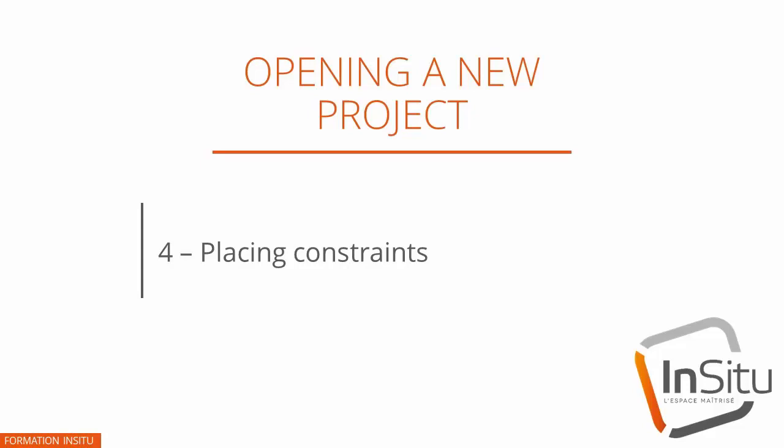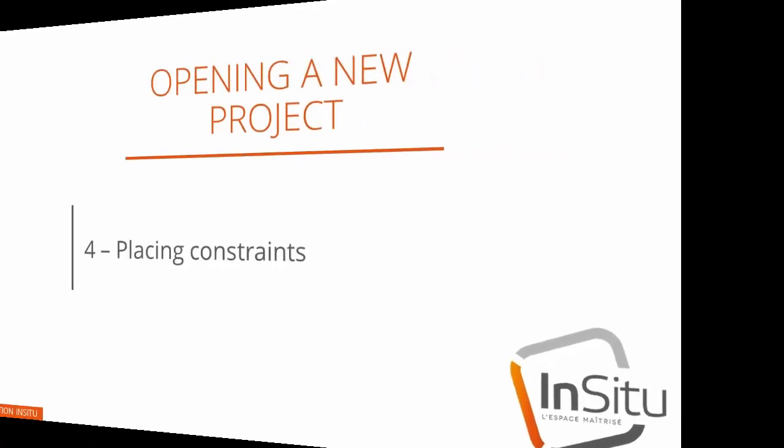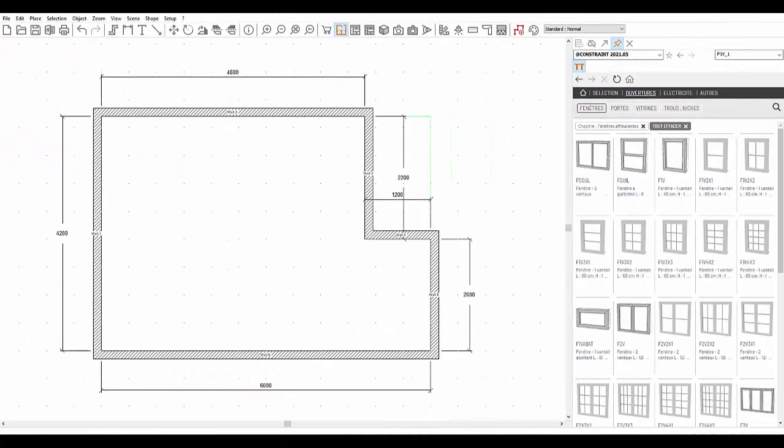The logical next step after the placement of walls is the placement of constraints such as doors, windows or radiators. Once they have been placed, you will have a better visual representation of the space at your disposal for the room, and you will have a good idea of what is missing.